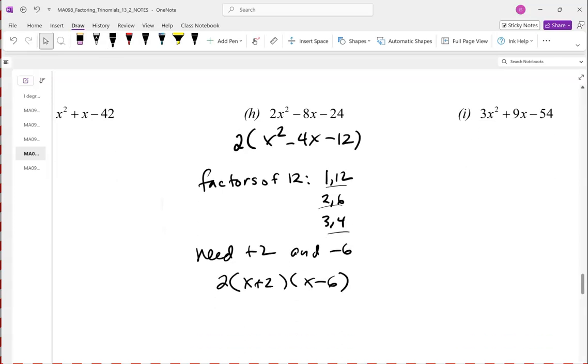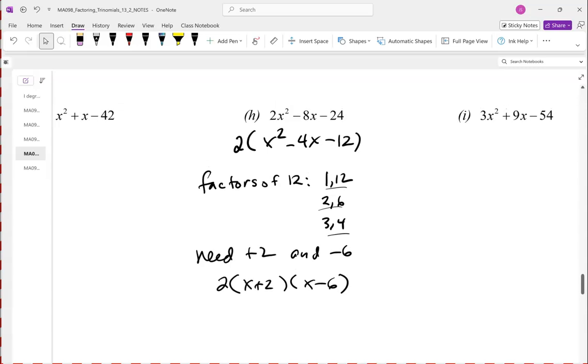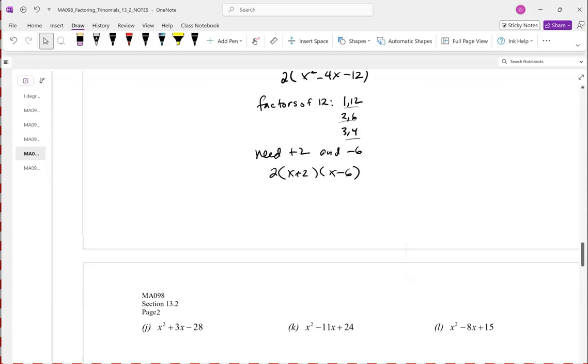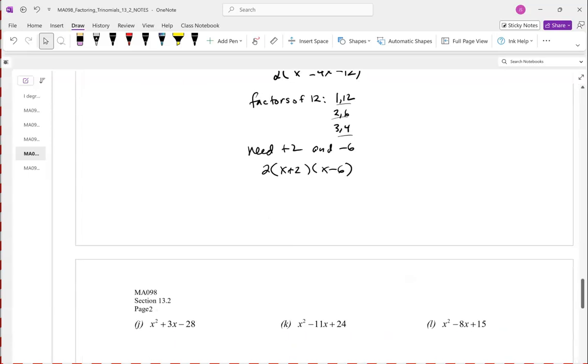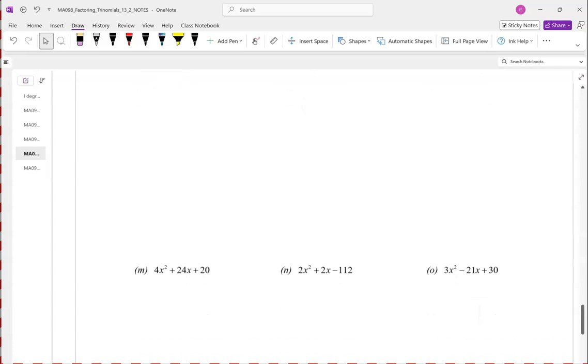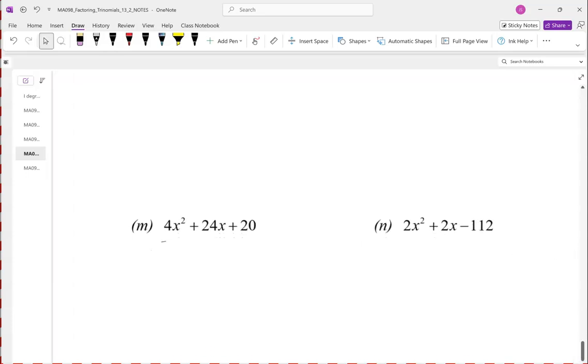Let's do one more where we have to factor off a GCF. Let's look at, I want to scroll down here. What do I want to do? Let's do letter M there. Work on letter M for a second. That 4x squared plus 24x plus 20. Work on that one for a minute and then we'll chat about it.